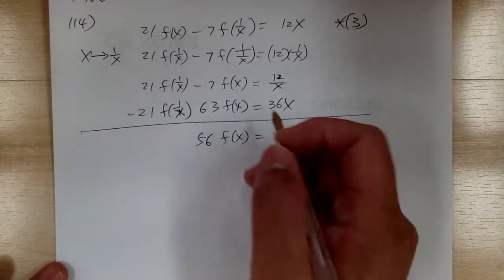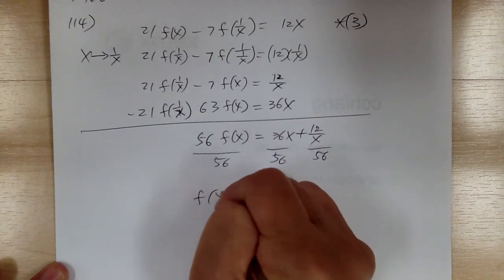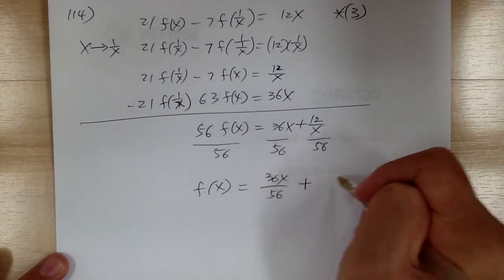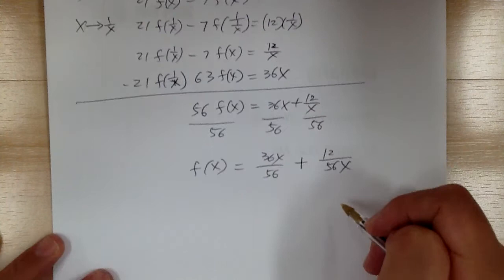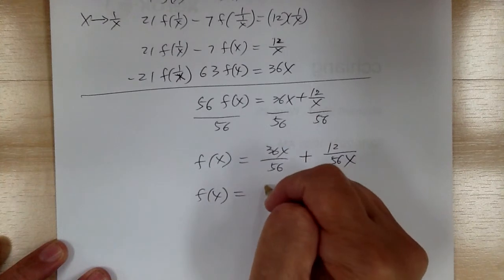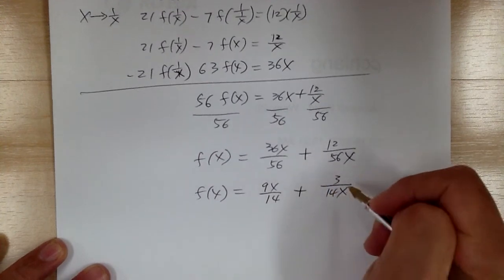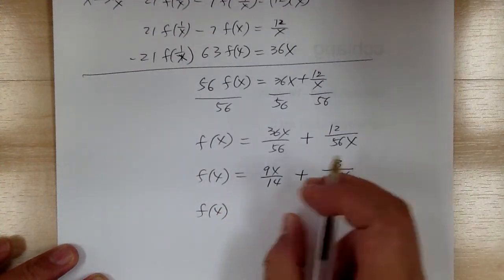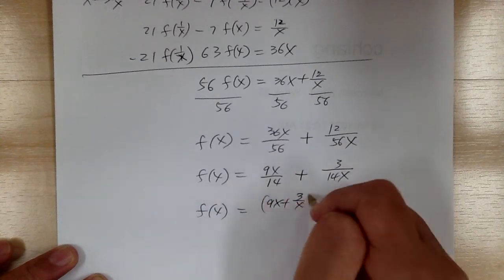We're going to divide by 56. So f of x will equal 36x over 56 plus 12 over 56x. And if you simplify a little bit, you're going to get 9x over 14 plus 3 over 14x. Now, if you want a bulk answer, you can factor out the 14. So you're going to get 9x plus 3 over x, all over 14.